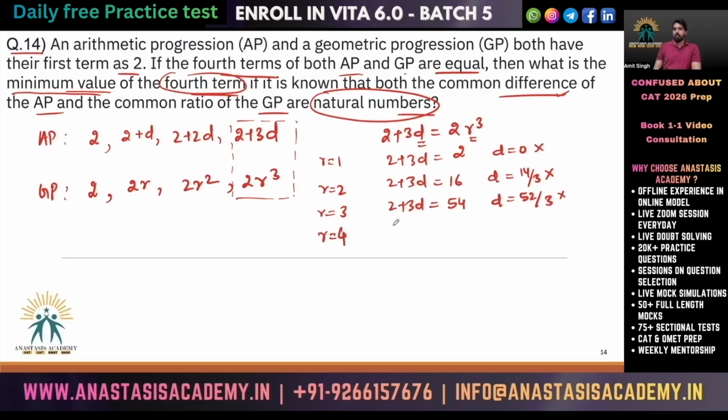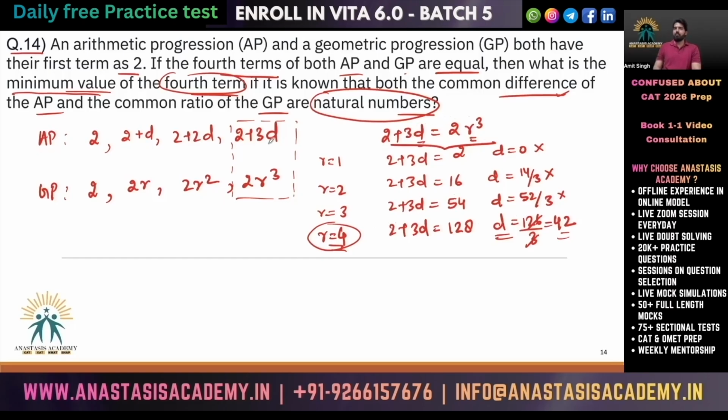So let's take R equal to 4. 2 plus 3D now becomes 64 into 2, which is 128. If I subtract 2, I'm left with 126. And if I divide 126 by 3, I get 42. So yes, this is the very first solution for R and D as natural numbers, right? So this is the minimum value of R for which this relation holds. So this would be the minimum at R equal to 4 and D equal to 42.